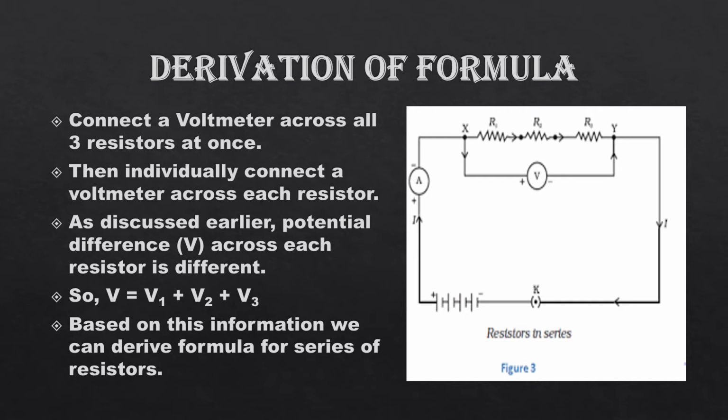Connect a voltmeter across all the three resistances at once. You see X and Y together, this voltmeter is calculating the potential difference across all the three.